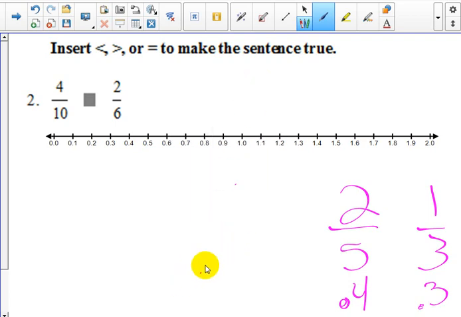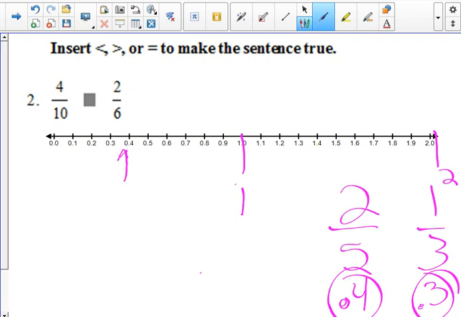So let's look at where they're at on a number line. So here's our 1, there's our 2, and we've divided these into tenths. So this is 0.4 and 0.3. So 0.4 is going to be right there, and 0.3 is right there. Which one's larger? The 0.4 is larger. So we want the arrow to point to the smaller number, or the alligator jaws to chomp on the larger number. Right? So 4/10 is greater than 2/6.